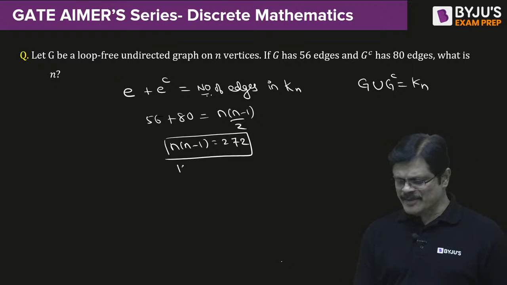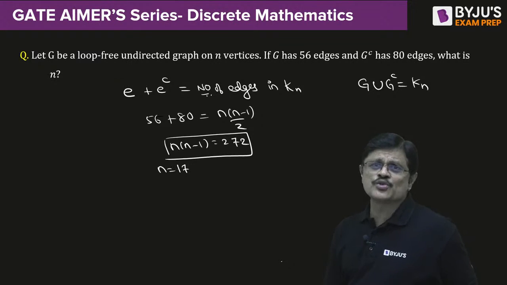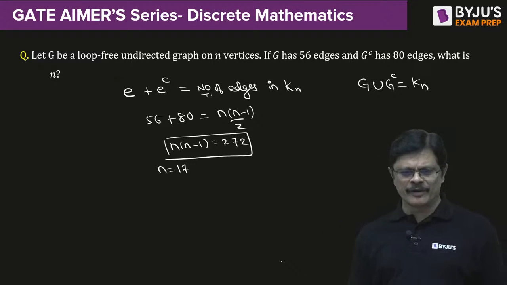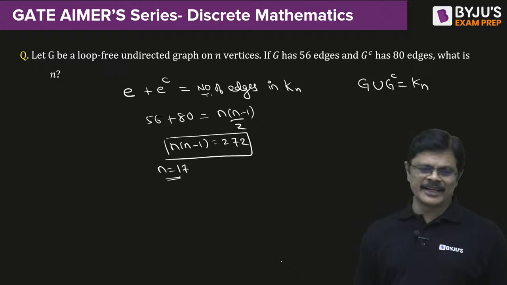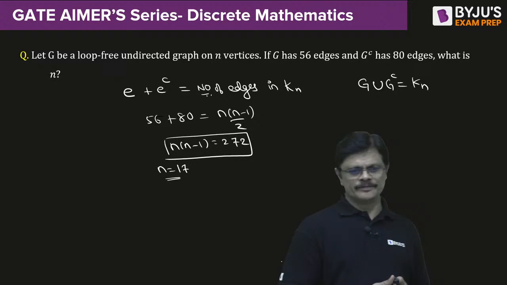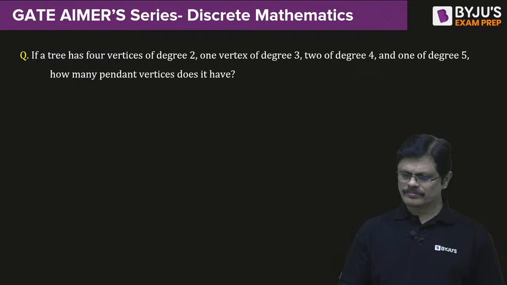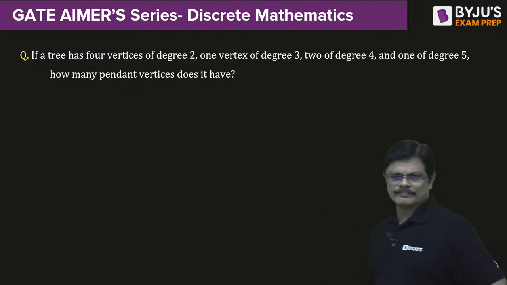So n is equal to 17. 17 into 16 is 272. So the answer is n is equal to 17, my dear friends. Very good, Lalit. Super. Cool.